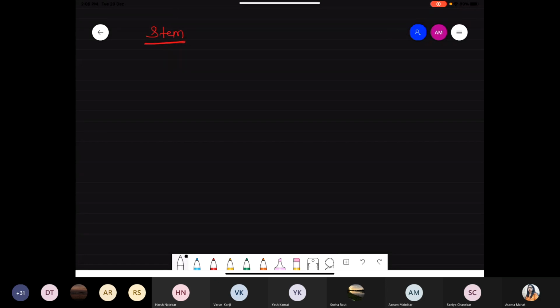So we are talking about the next part, that is with respect to the dicot as well as the monocot stem. First of all, we start with the dicot.